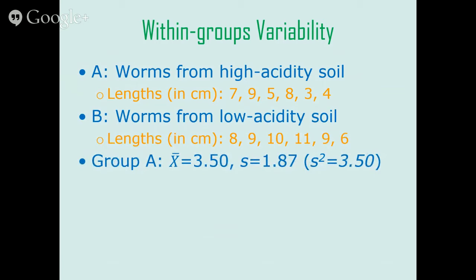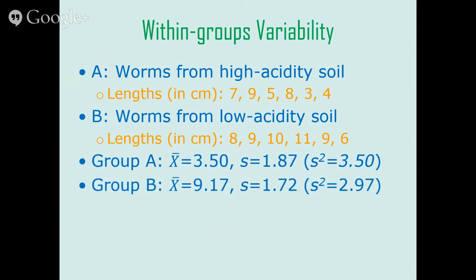Group A mean is 3.5, but the standard deviation isn't much different. It's still around 2-ish. And group B, the standard deviation actually remained exactly the same after I tweaked the numbers, but the mean is much higher. So 3.5 and 9.2, these are much further apart from each other than 6 and 8.8. So there's a much bigger difference between these means.